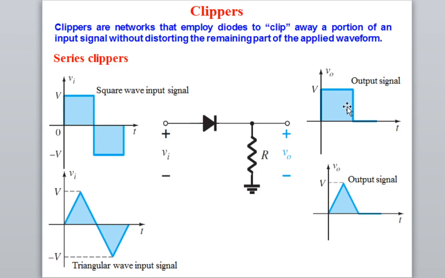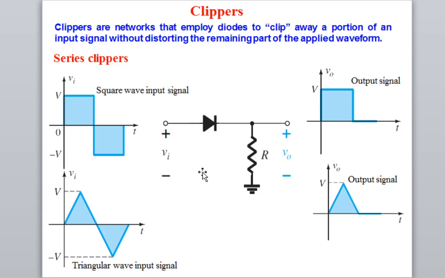So this is known as a negative clipper. Here you are basically clipping one portion of the input signal. Which portion are you clipping? You are clipping the negative portion of the input signal. So that is why this type of clipper is also known as the negative clipper. This is basically a series clipper, but it is also called a negative clipper, because you are clipping the negative portion of the input signal.